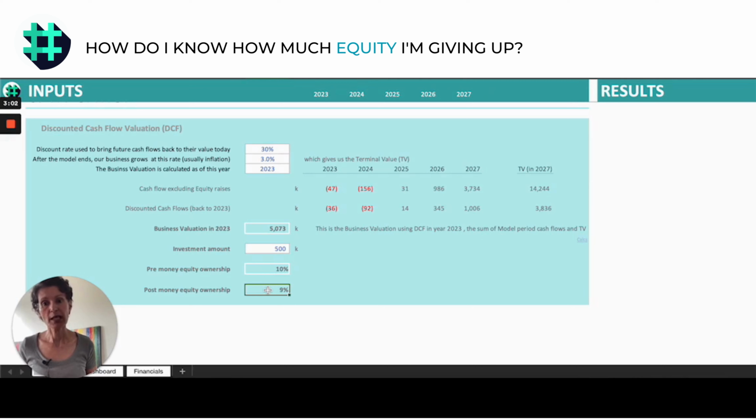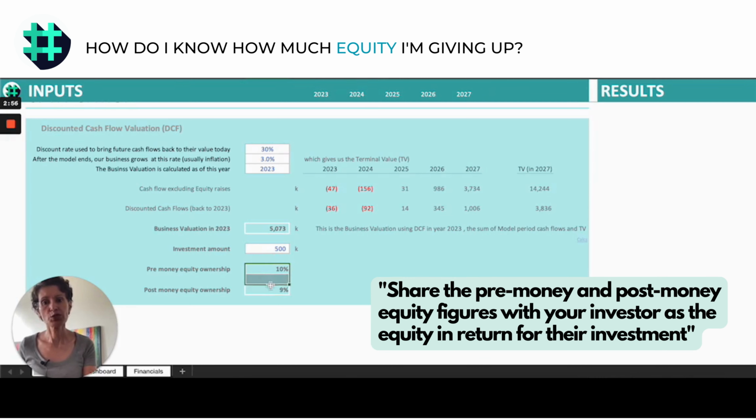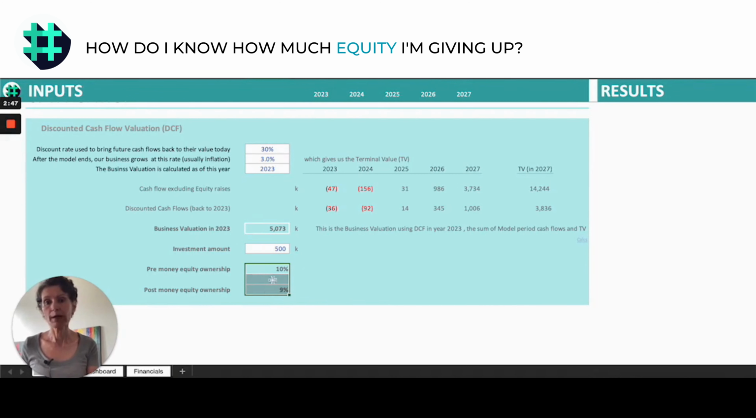So this means that if you're raising 500,000 on a 5 million valuation, these are the figures that you would share with your investor in terms of the amount of equity that they would be getting in return for that 500,000 investment.